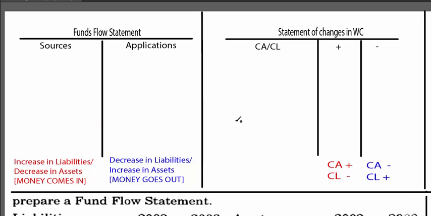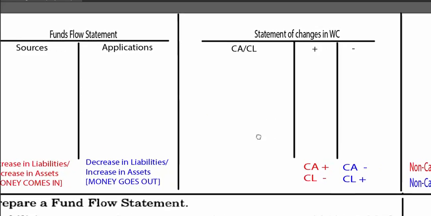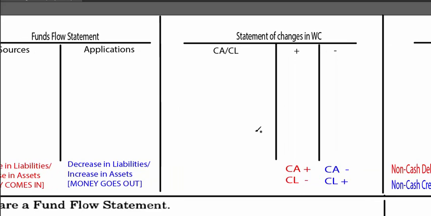And next is statement of changes in working capital. Working capital basically is the current assets minus the current liabilities. If there is an increase in current assets, then it increases the working capital, so it goes to the plus column. And if there is a decrease in current assets, it goes to the minus column. And it's vice versa for current liabilities. If there's an increase in current liabilities, it goes to the plus column, and if there's a decrease in current liabilities, then it goes to the minus column.